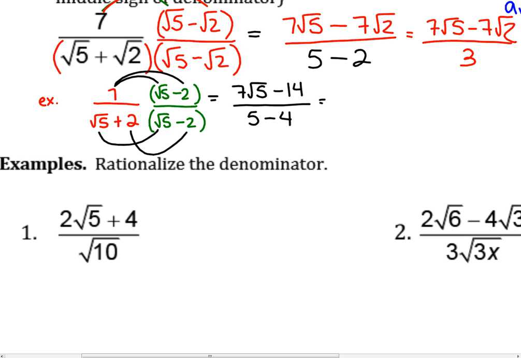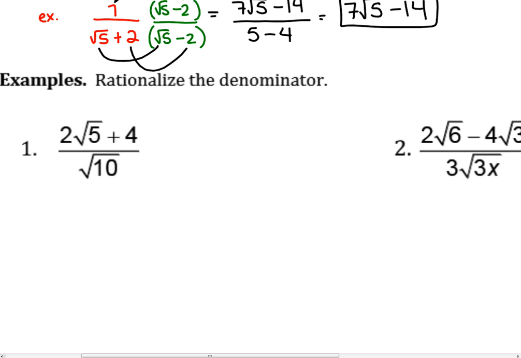So 5 minus 4, what does that equal? 1. So we could just write this as 7 root 5 minus 14. You don't have to write divided by 1. Okay? So let's do, I'm going to get you to try number 1. So rationalize the denominator and simplify if need be.